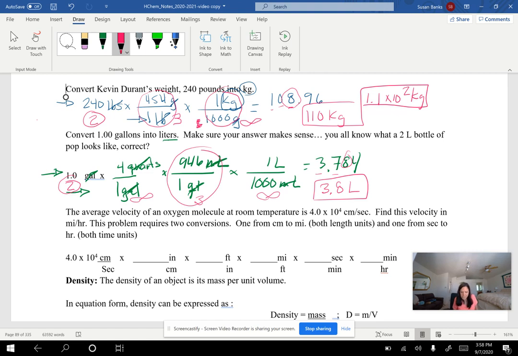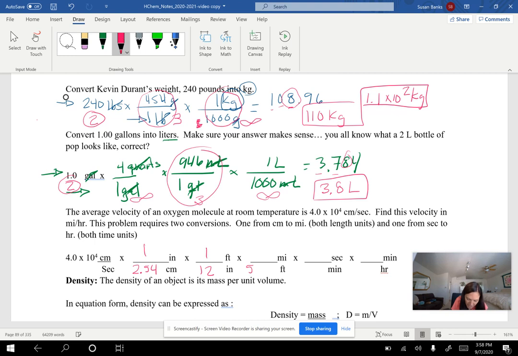All right, so we're going to start with the 4 times 10 to the 4th centimeters per second. We're going to work on the centimeters first. So how many centimeters are in an inch? If you remember our units that we were given up top, we had 2.54 centimeters in 1 inch. And then we need to work on getting inches into feet. So we have 12 inches in 1 foot, and this is the conversion that I needed.